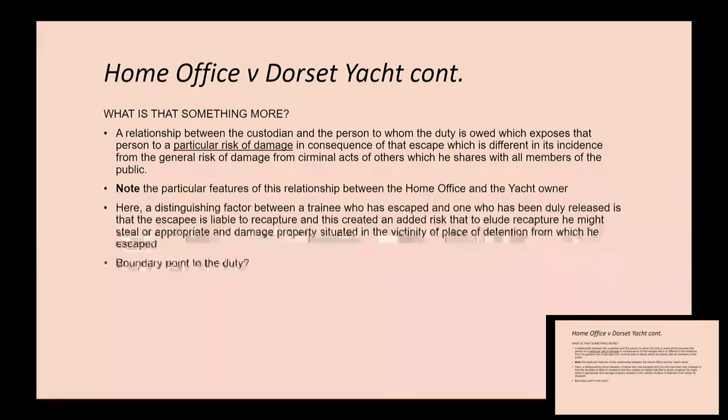So the critical point is that the owner of the yacht, property situated in the vicinity of the place of detention or escape, was in a special position as compared to every other person or member of the public at risk of suffering damage at the hands of escaped Borstal boys. And it was this special position that justified the imposition of a duty of care.